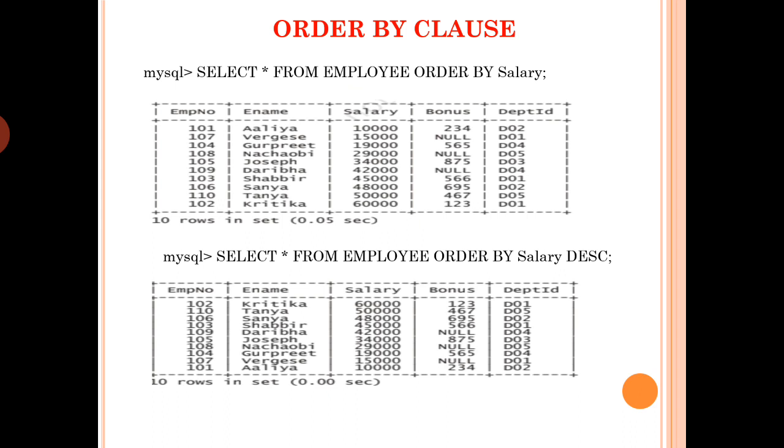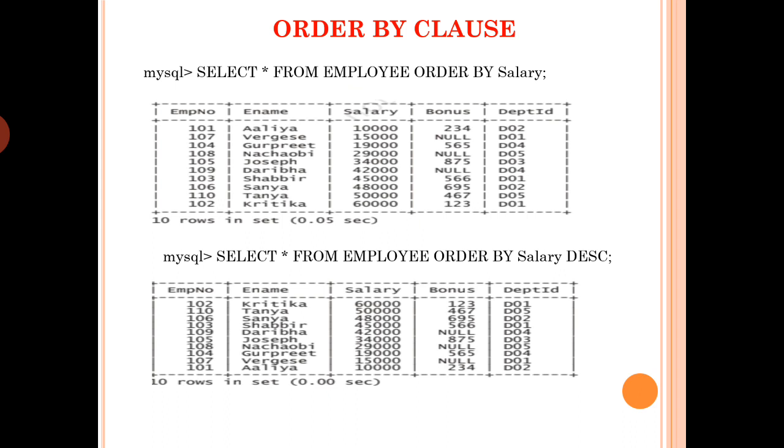Order by clause. The ORDER BY clause is used to display data in an ordered form with respect to a specified column. By default, ORDER BY displays records in ascending order of the specified column values. To display the records in descending order, the DESC keyword needs to be written with that column.